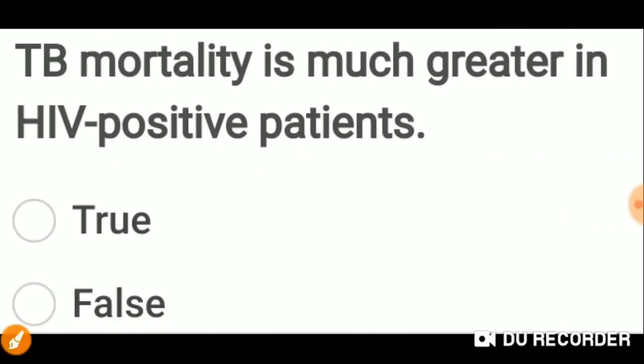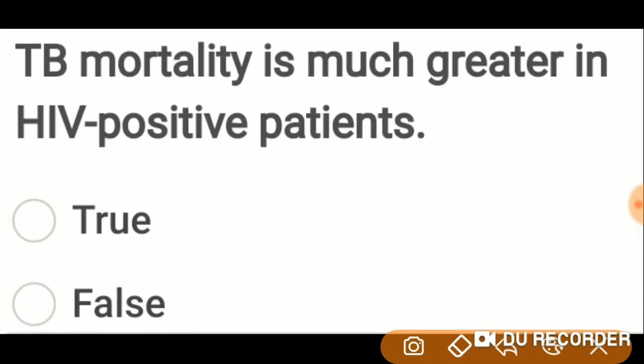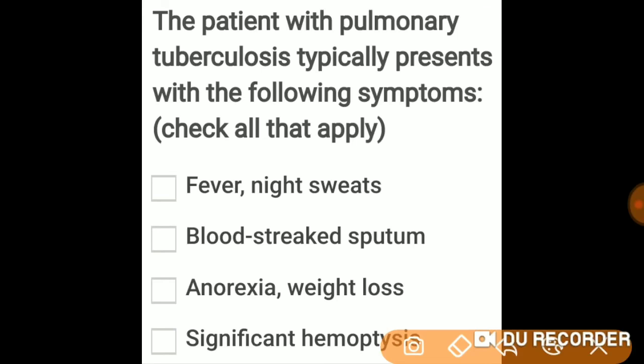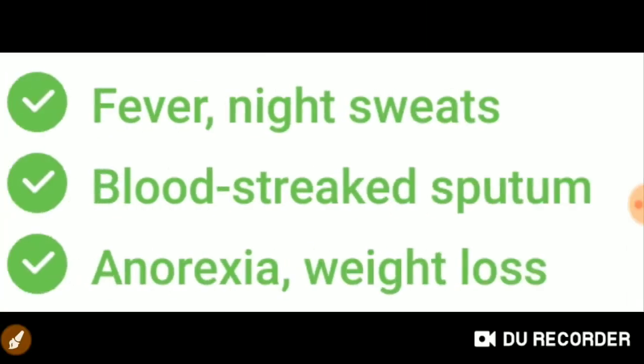Now, TB mortality is much greater in HIV positive patients. Yes. A patient with pulmonary tuberculosis typically presents with the following symptoms. Check all that apply. Fever, night sweats, yes. Blood-streaked sputum, yes. Anorexia and weight loss, yes. But significant hemoptysis, no. This is no. Yes, all three are right.